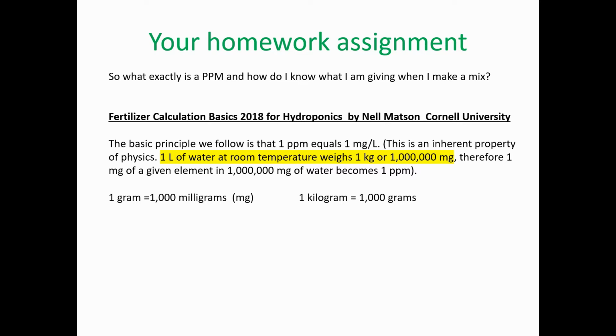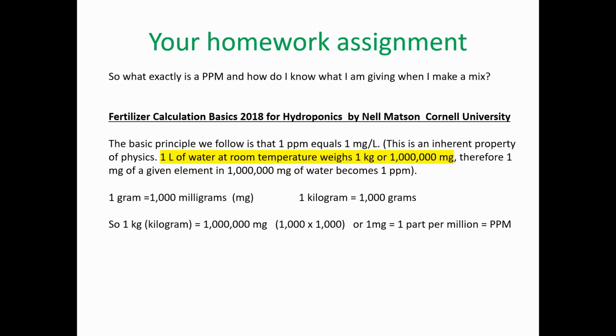And remember, 1 kilogram equals 1,000 grams. 1 gram equals 1,000 milligrams. So 1 kilogram equals 1 million milligrams, because 1 gram equals 1,000 milligrams, and 1,000 grams equals 1 kilogram, so that's 1,000 times 1,000 equals a million, so 1 kilogram equals 1 million milligrams.